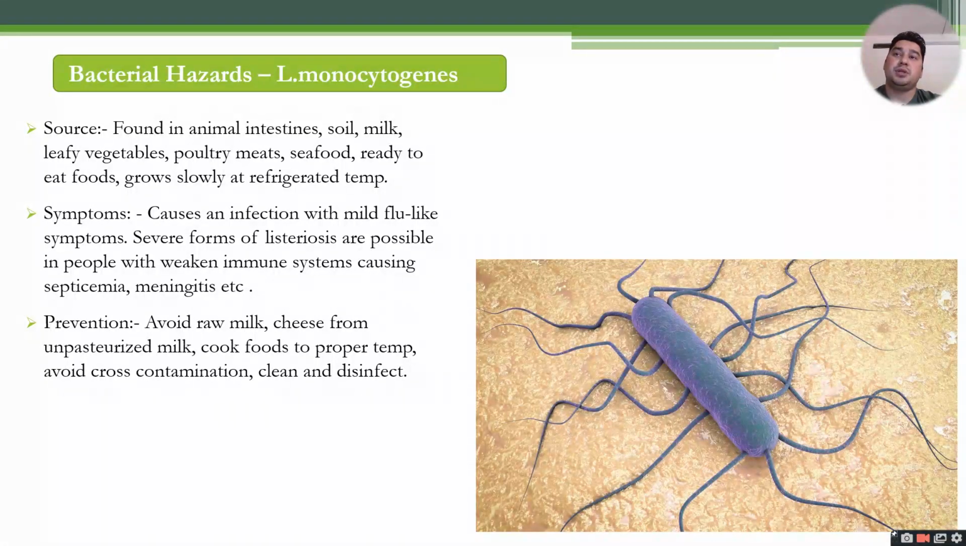Listeria monocytogenes infection causes mild flu-like symptoms. Severe forms of listeriosis are possible in people with a weakened immune system, causing septicemia and meningitis. What is the prevention? Avoid raw milk. Do not consume any raw milk. Do not consume cheese from unpasteurized milk. Cook foods to proper temperature. Avoid cross-contamination. Clean and disinfect. These are the precautions that you can use to avoid Listeria monocytogenes.